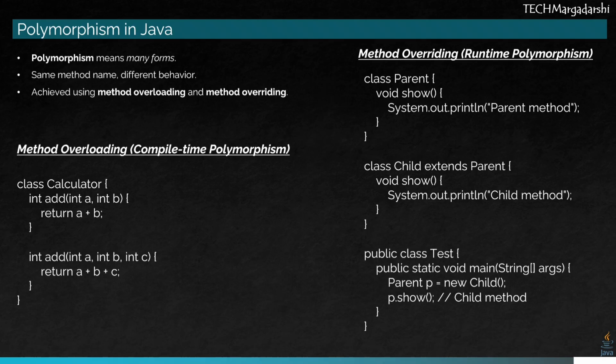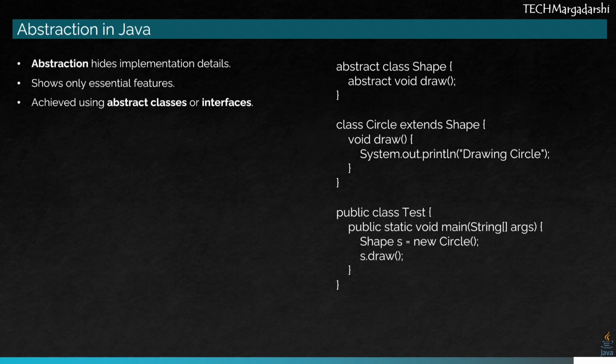This decision is made at runtime, so this is called runtime polymorphism. This shows that method execution depends on the object type, not the reference type. Java supports dynamic method dispatch. Now let's understand abstraction in Java.